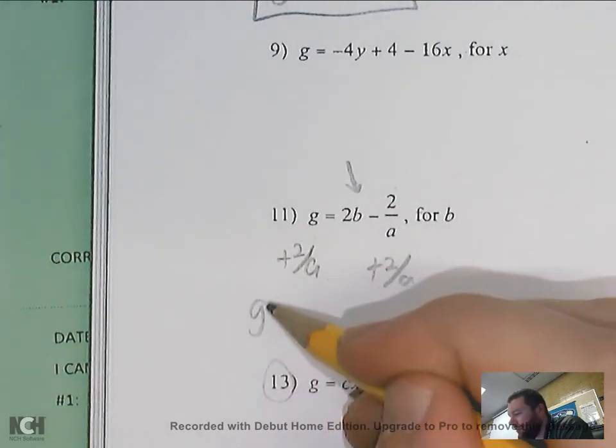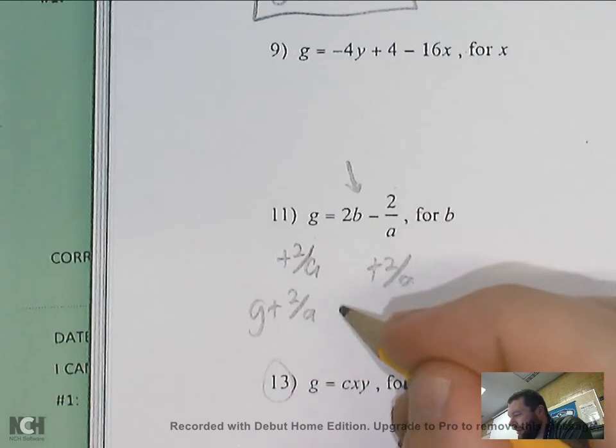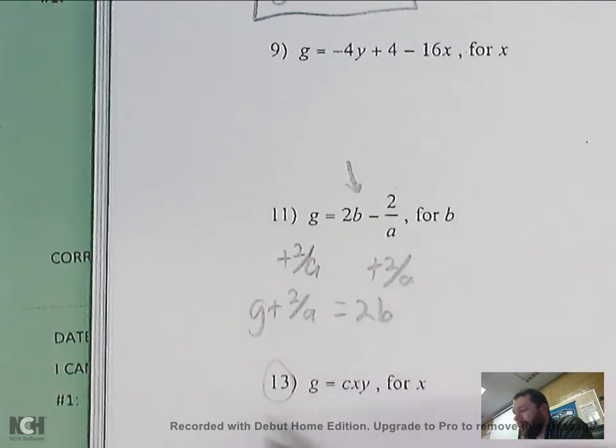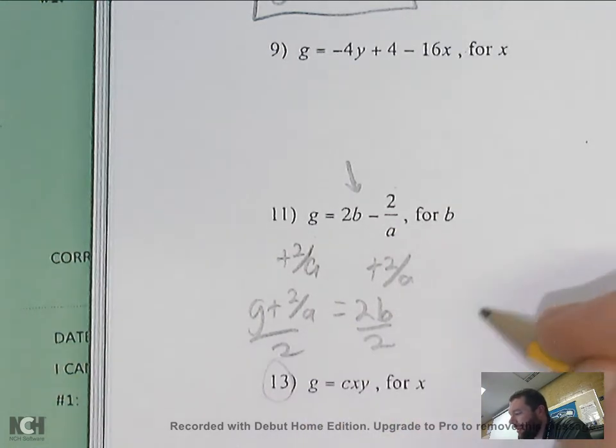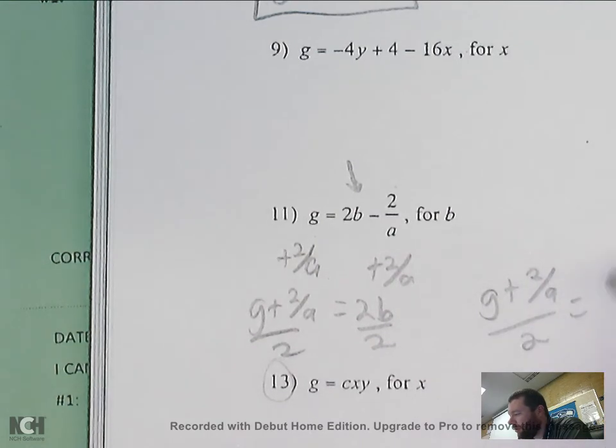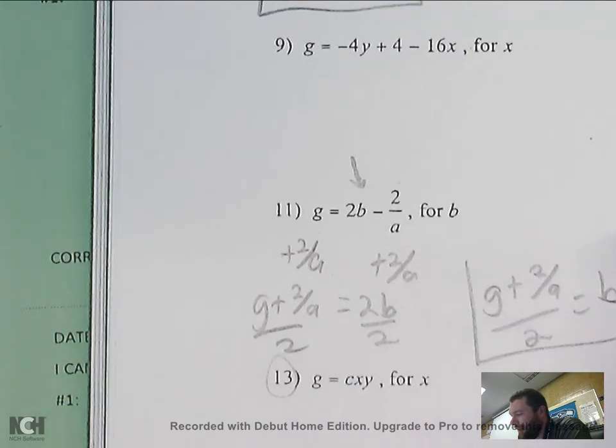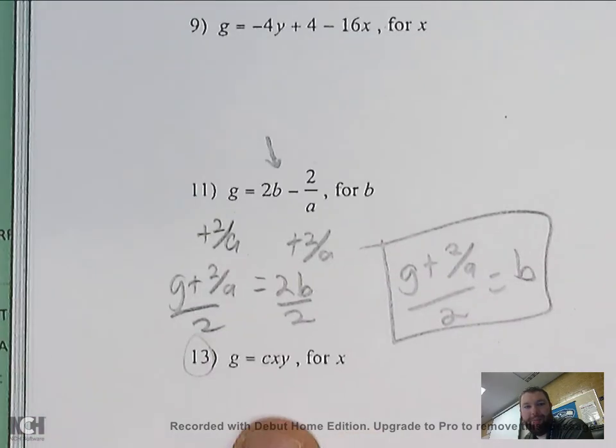So that gives me g plus 2 over a is equal to 2b. And then I have this 2 multiplying, so I divide by 2. And that gives me g plus 2 over a, all over 2, is equal to b. And that's my answer there. Okay, so again, not too tough.